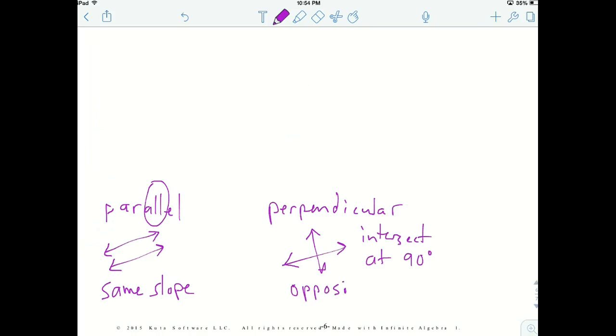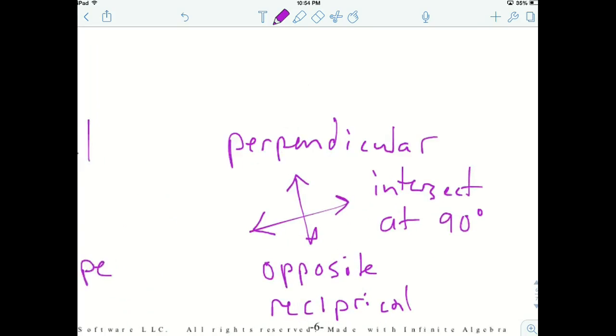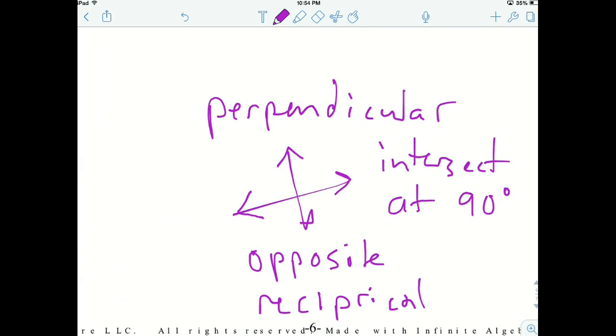Opposite reciprocal. The opposite part means you flip the sign from positive to negative or from negative to positive. So you essentially throw on an extra negative sign, and if there's already one there, it would become positive. Reciprocal means you flip the fraction over of the slope.